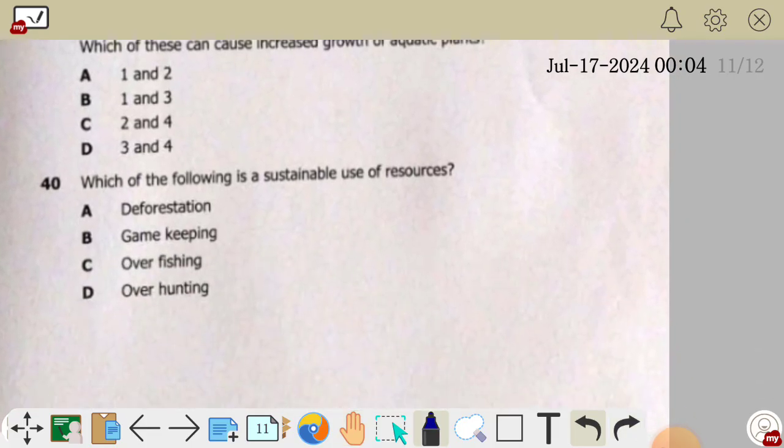Question 40. Which of the following is a sustainable use of resources? A. Deforestation. B. Game keeping. C. Overfishing. D. Overhunting. So a sustainable use of resources is seen in game keeping, where you keep the wild animals in game keeping areas. So that is a sustainable use of resources. So the correct answer for question 40 is B.